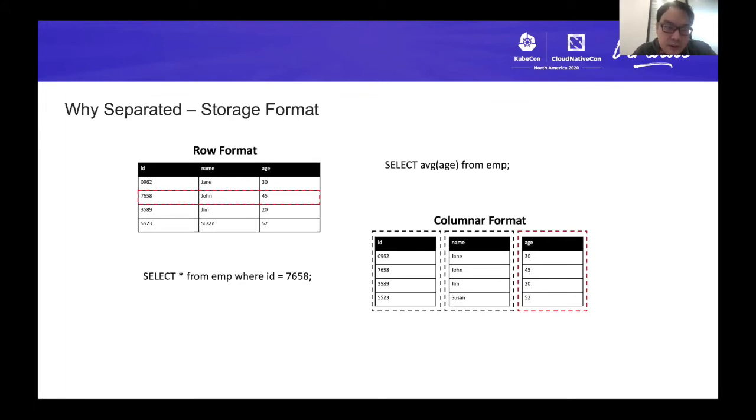For a transactional processing system, we usually use a row format. So what is a row format? Row format means when you store each row, you store the columns side by side. Consider this kind of query: select star from EMP where ID equals 7658. For a row format system, you can directly seek to the start of the row and do a sequential read. Then you get all the data from that row. So row format is very good for workloads where you read very few rows, process them and store them back. That's the typical pattern for a transactional processing system.